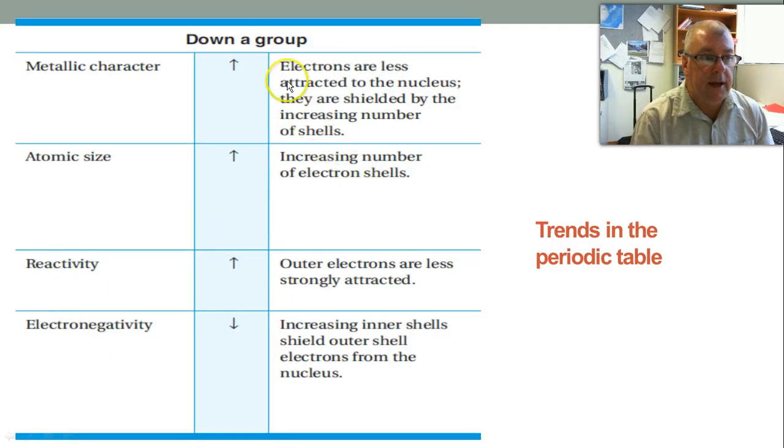And when we go down a group, remember a group is a vertical column, the metallic character increases, the atomic size increases, they get bigger, the reactivity increases, and the electronegativity decreases. Okay, and basically that's because the atoms are getting bigger and the electrons are getting further away as there's more and more electrons, because as you go down the group you're increasing the number of protons quite dramatically.